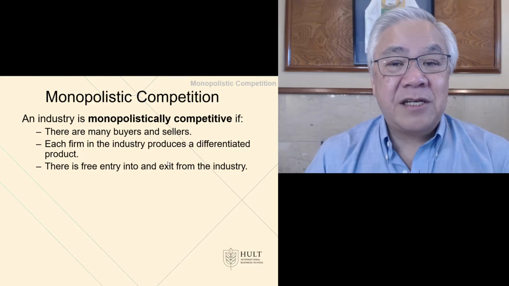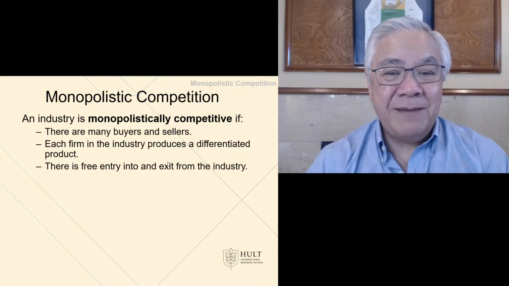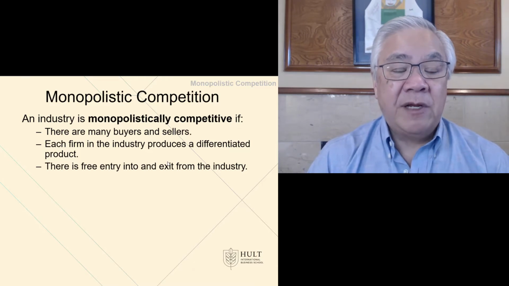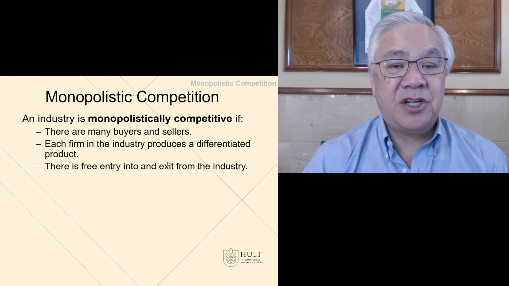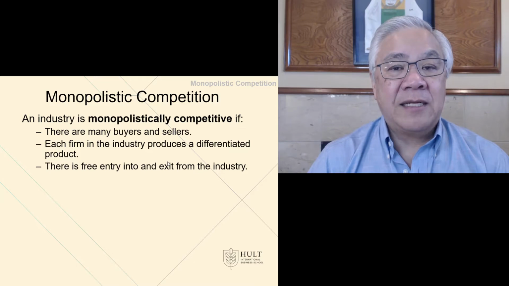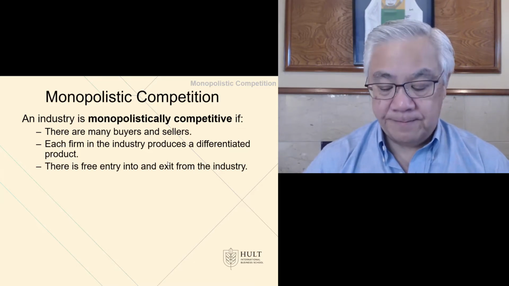Monopolistic competition is our third scenario, and this is a fairly common one that we see all the time. It's where there are many buyers and sellers. However, each firm makes a differentiated product, so they're not a commodity. And furthermore, competitors are free to enter and exit, unlike the monopoly condition.